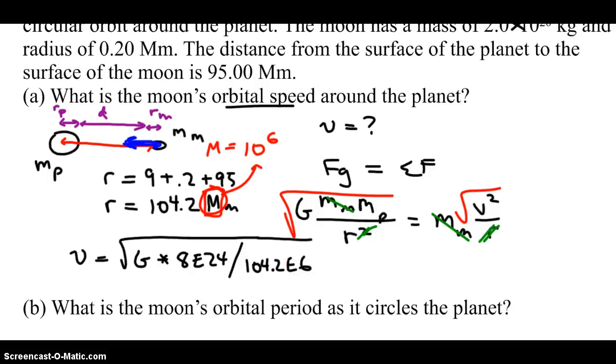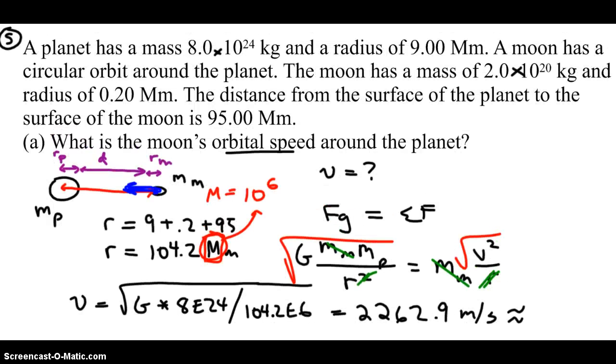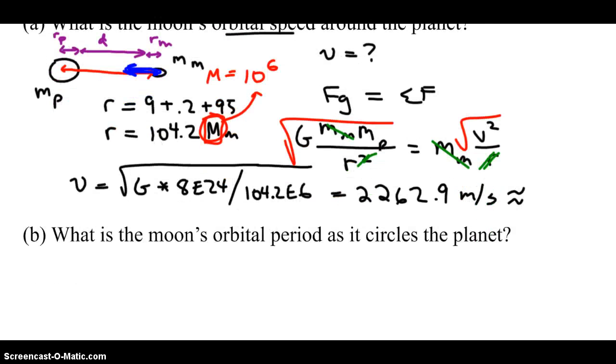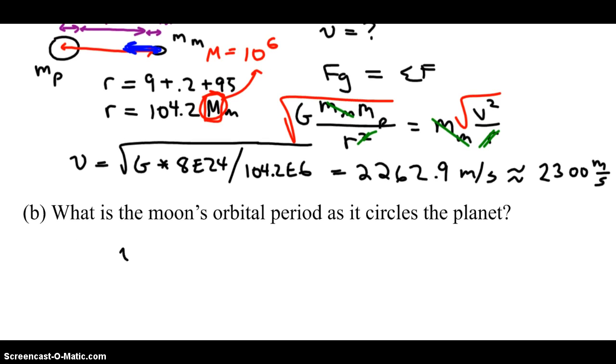Okay. And I compute. This comes to 2262.9. So I round that with sig figs. How many sig figs does the answer get? This given has 2 sig figs, that has 3, that has 2, that given has 2, that one has 4. The least number of sig figs from the givens, the fewest number, is 2. So 2 is the number of sig figs my answer has. Boom. Now we find the moon's orbital period.